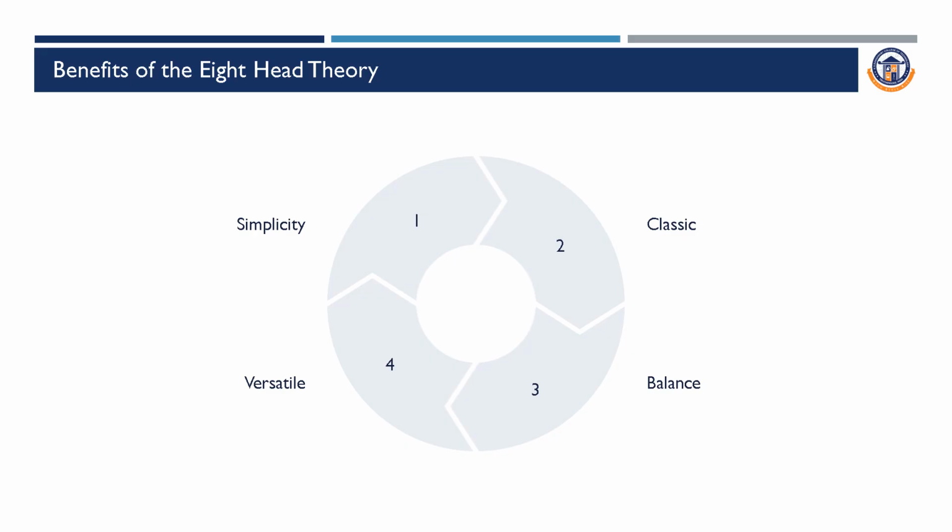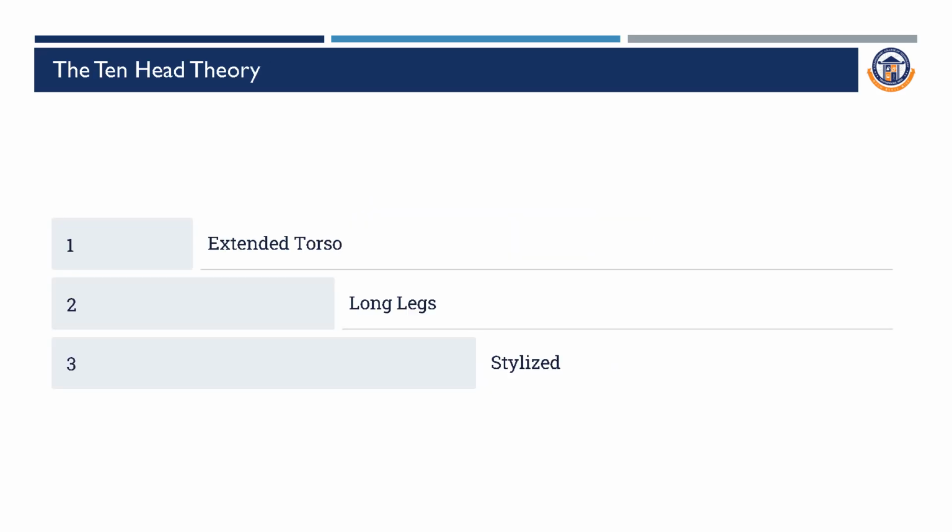So the benefits of this 8-head theory are simplicity, easy to apply illustration in garment construction, classic proportions ideal for standard body shapes, balance and versatility that work well across multiple clothing styles. For example, this method ensures dress, jacket and pants are cut in proportion to the body segment.